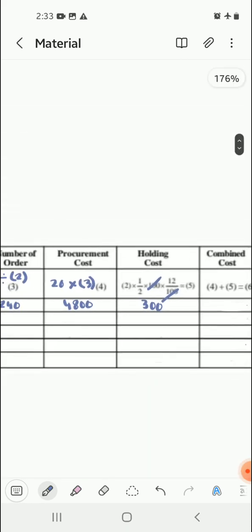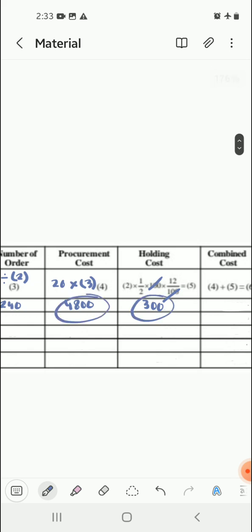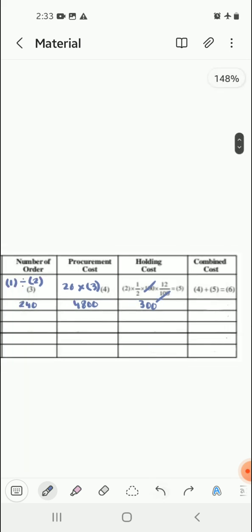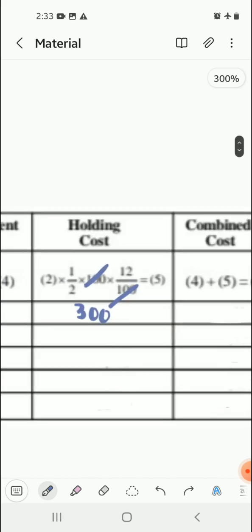Now, combined cost will be the summation of the procurement cost and the holding cost. So 4,800 plus 300 comes to 5,100.